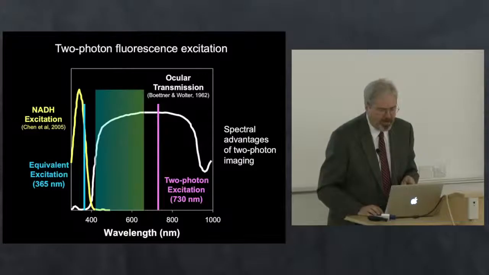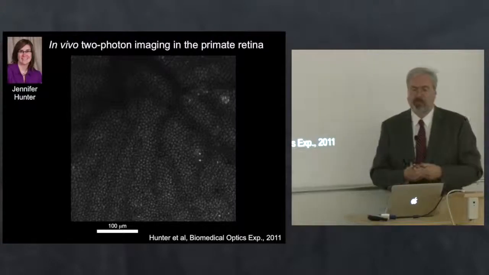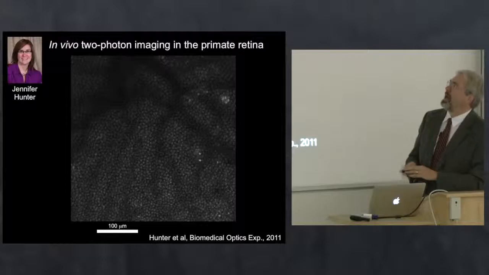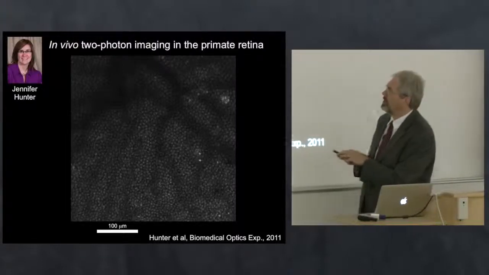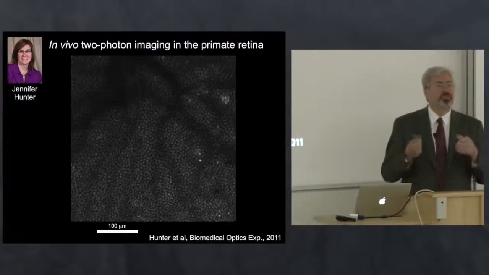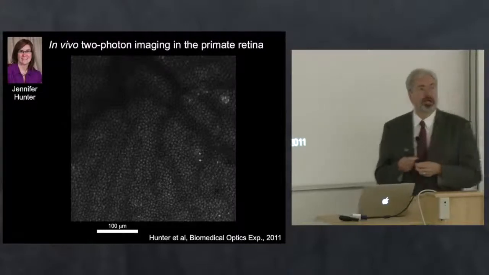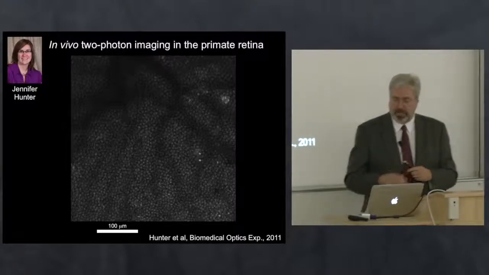So Jennifer capitalized on this by, in a monkey, building a two-photon adaptive optics scanning laser ophthalmoscope, and in the monkey retina was able to show this image of photoreceptors. Each little spot here is the inner segment of a cone. Inner segments are chock full of mitochondria. They have a very strong NADH signal because of that, and we think that's what we're imaging in this case.